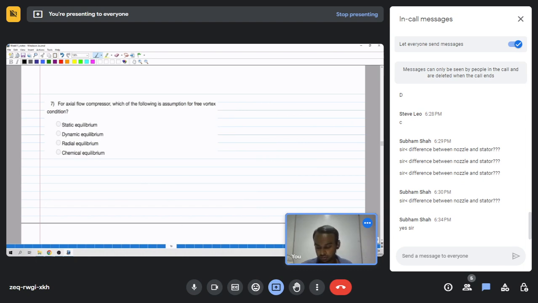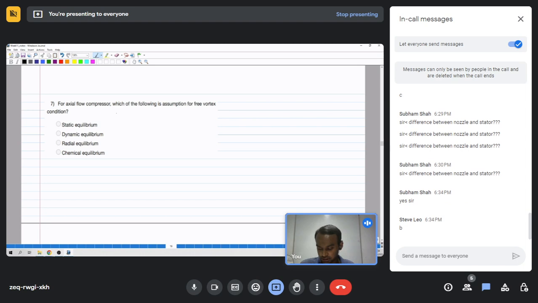Okay, thank you. Now for axial flow compressor, which of the following is assumption for free vortex condition? Static equilibrium, dynamic equilibrium, radial equilibrium, or chemical equilibrium? I think this is some part of the theory, and the answer is radial equilibrium.